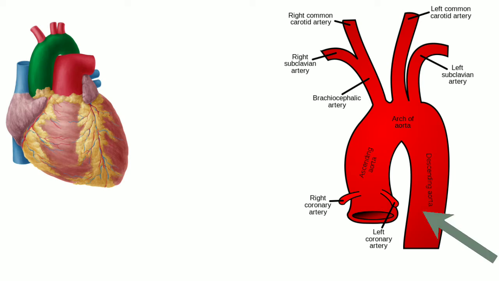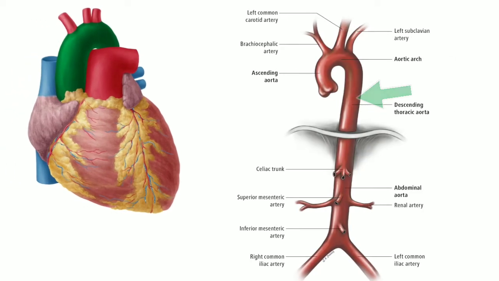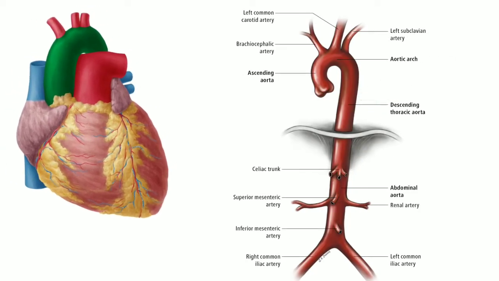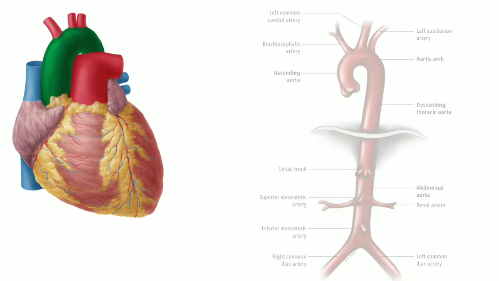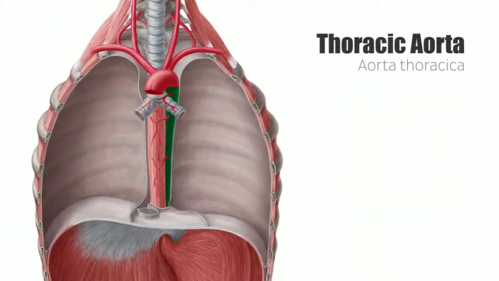At the left subclavian artery, it becomes the thoracic aorta. After the thoracic aorta there is the abdominal aorta, and then follows the thoraco-abdominal aorta, which ends in its bifurcation into the left and right common iliac arteries. Let's focus on the thoracic aorta.